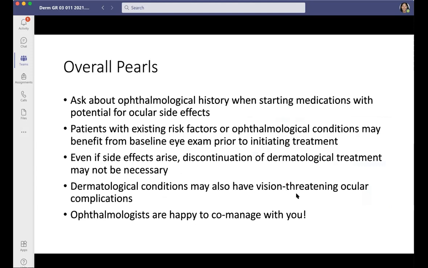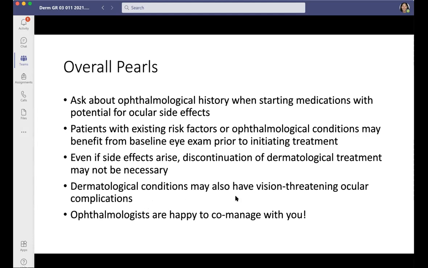I think the main pearls: anyone with existing risk factors or prior eye conditions may benefit from a baseline eye exam prior to initiating treatment. So for your patients on Plaquenil, or if you have someone who may have an ocular history prior to starting something like Dupixent, we're happy to see them. Oftentimes, you may not need to discontinue the dermatological treatment, even if side effects arise, particularly if it's just ocular surface irritation or mild conjunctivitis.